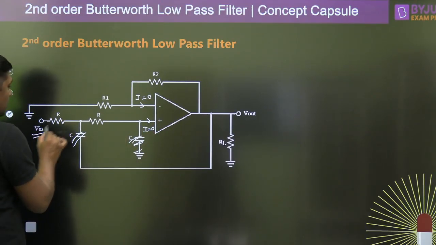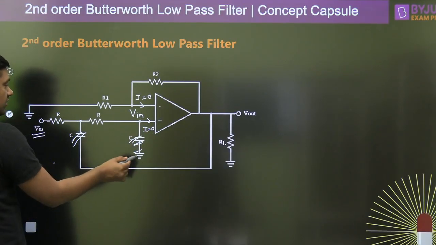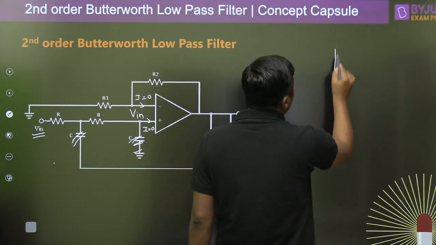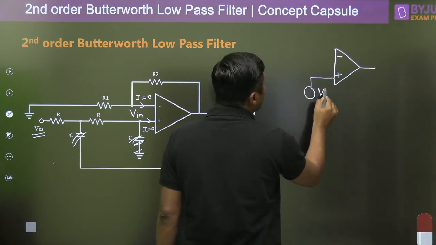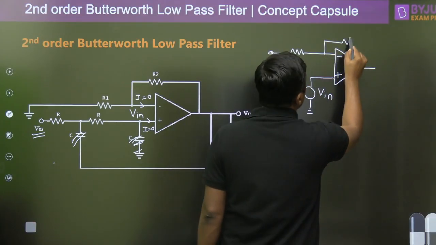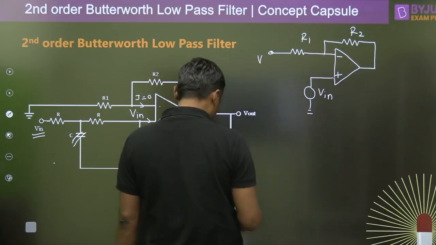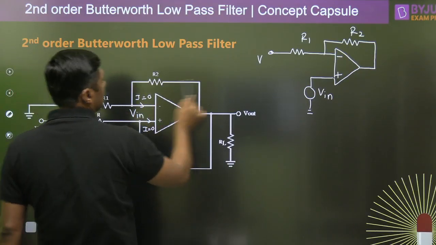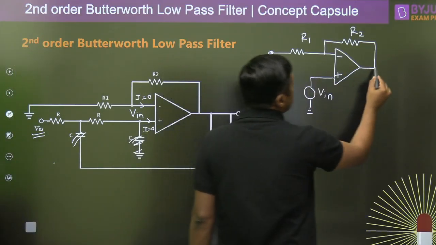Now if this is the V in, what is the voltage at this point? V in. Why? Because this capacitor will act as open circuit, this capacitor will act as open circuit, there will be no current. This is just like a non-inverting operational amplifier. The voltage at this point is V in. This is R2, this is R1, this is the ground, this is V0.